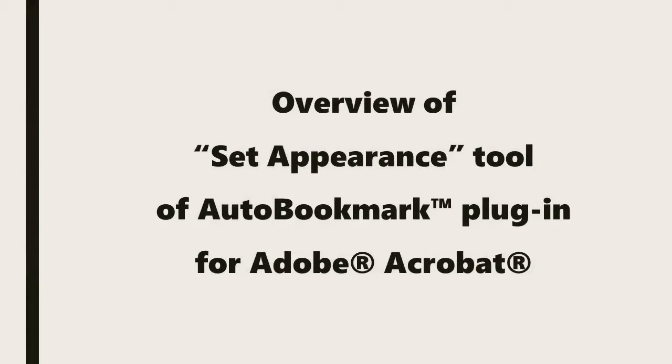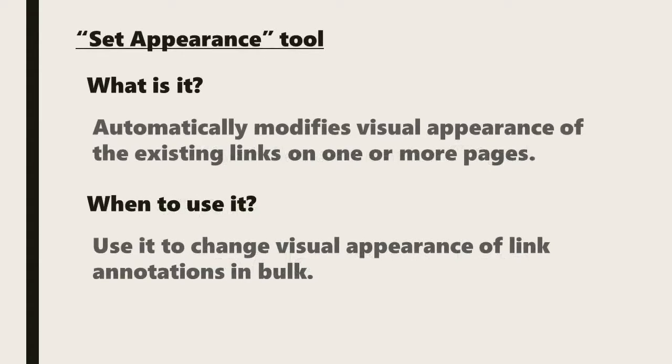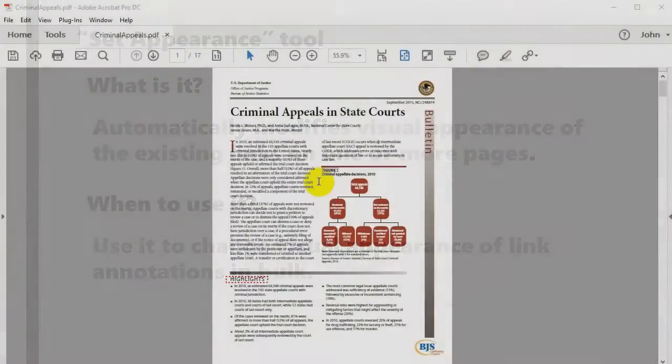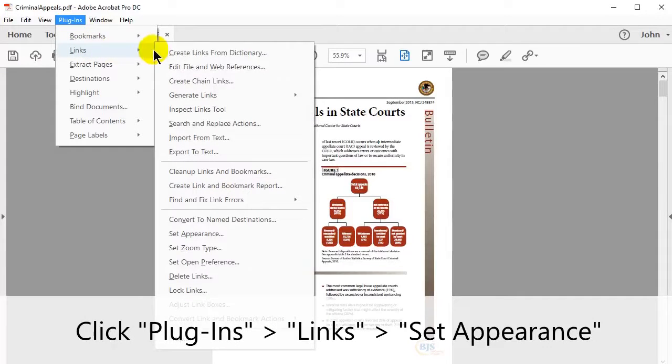In this video, we're going to look at an overview of the Set Appearance tool in the AutoBookmark plugin for Adobe Acrobat. This tool automatically modifies the visual appearance of the existing links on one or more pages of a document. It's used to make it easier to change the visual appearance of multiple links at once. To use it, head to Plugins, then Links, and then Set Appearance.